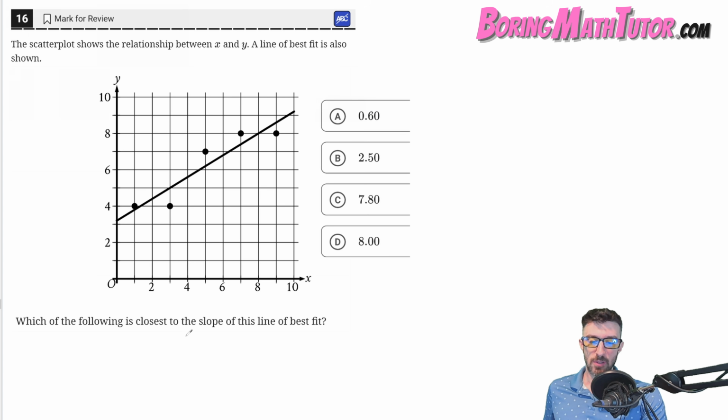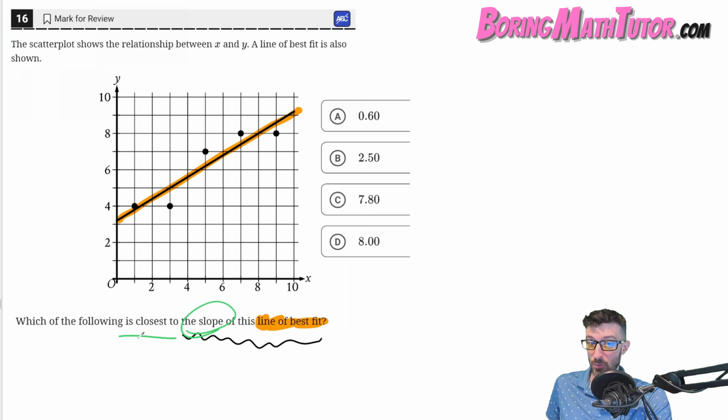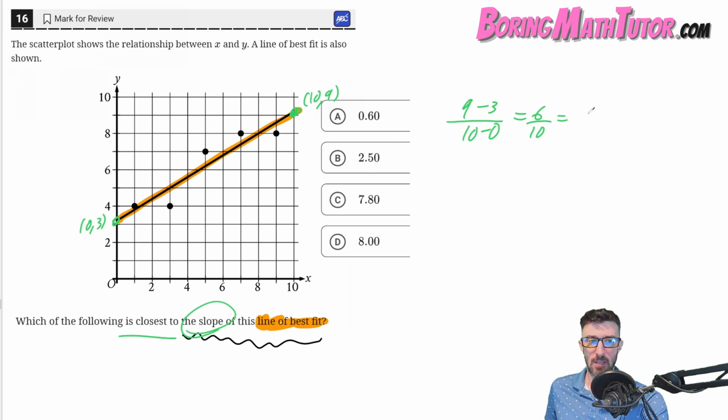Here they're asking us for the slope of the line of best fit. So I just need to be staring at the line of best fit, which is the actual line. Don't use the points, use the actual line. But then they want the slope of that line. So what I'll do is I'll just estimate it because they said it's closest to. And I'm noticing over here I've got a point that's kind of like 10, 9. And over here, this is kind of like 0, 3. So then all I got to do is 9 minus 3 over 10 minus 0. That's 6 over 10, which is 0.6. And we're done.